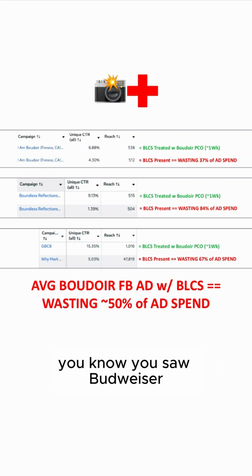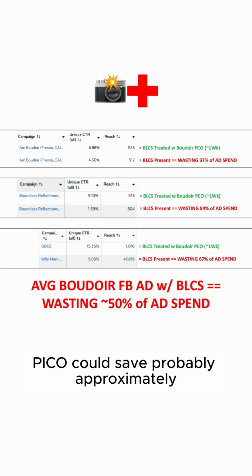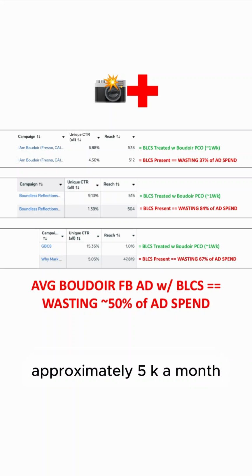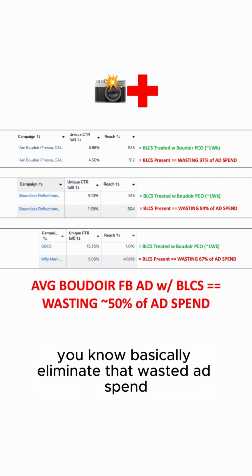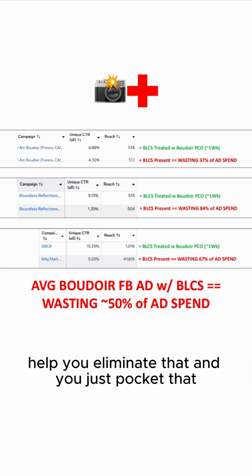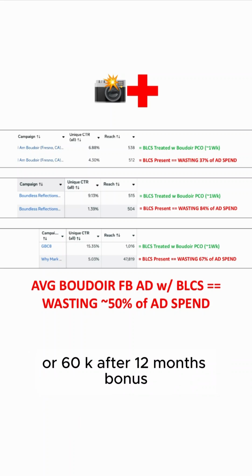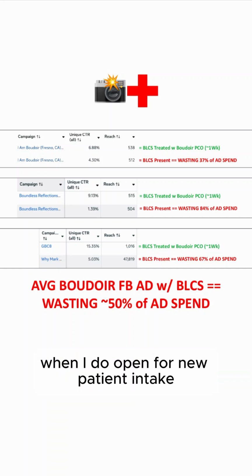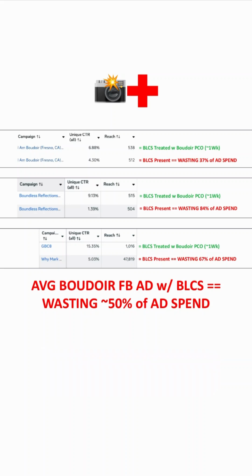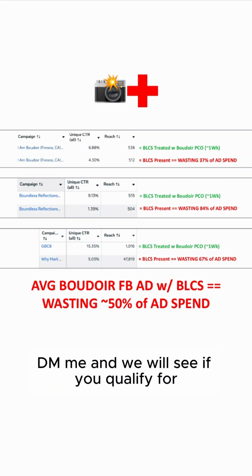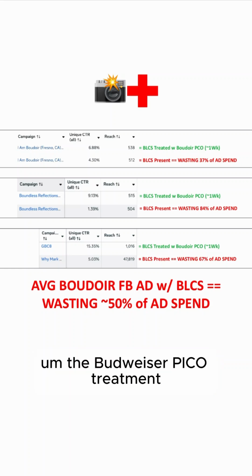If you want this outcome, you saw Boudoir Pico could save approximately 5K a month if you're spending 10K. It can basically eliminate that wasted ad spend, and you just pocket that, you don't have to spend it. So 5K a month, kind of 60K bonus after 12 months. And so if you want that outcome, then yeah, DM me. And when I do open for new patient intake, DM me and we will see if you qualify for the Boudoir Pico treatment.